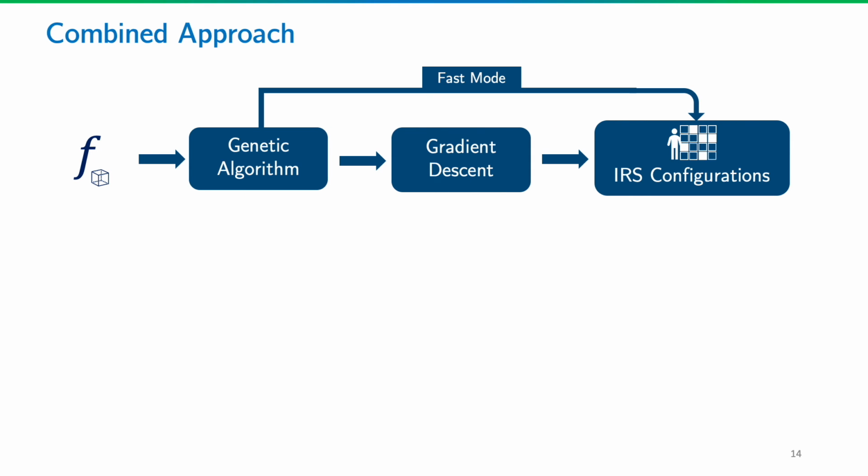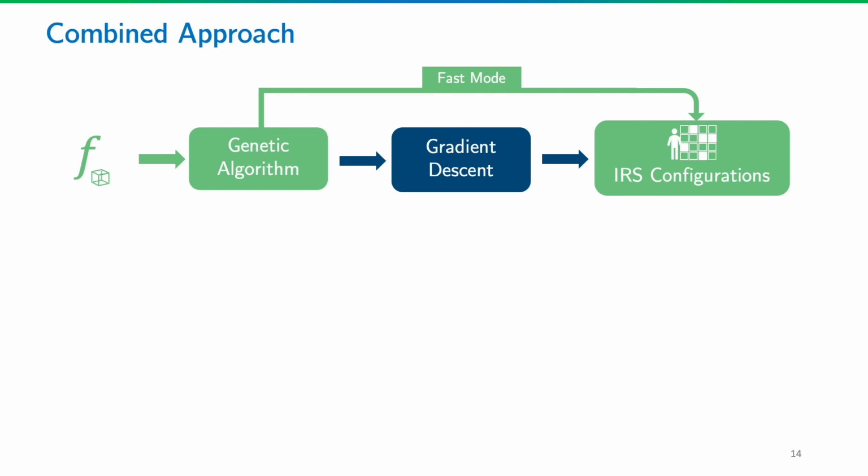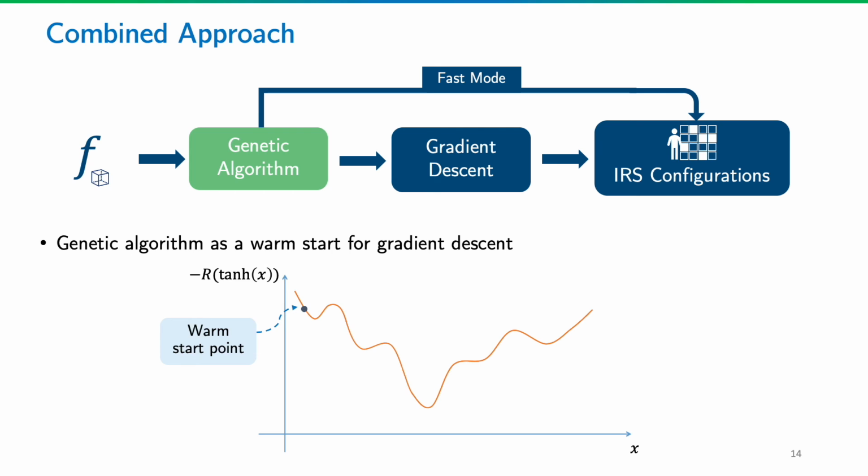This chart is a summary of our configuration search approach. Only using genetic algorithms is the fast mode and was used in our initial simulation. If we want to improve our accuracy by sacrificing some resources and time, we can use the genetic algorithm's output as a warm start to the gradient descent algorithm. Therefore, we are combining the speed of the heuristic with the precision of the gradient descent. This is the precision mode.